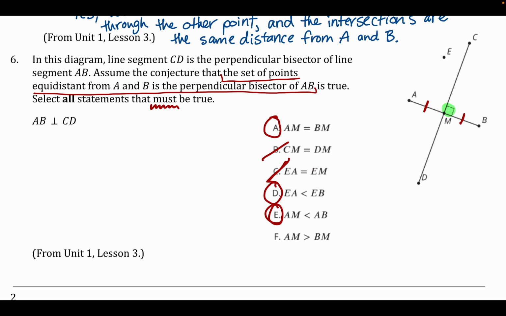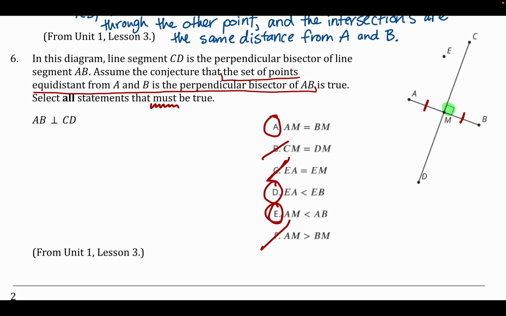Now the last option here says AM is greater than BM. They are not greater than or less than each other because they are equal. And that was actually the first option we chose. So F is not true. It just isn't.